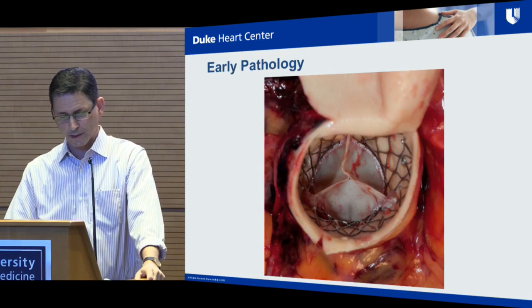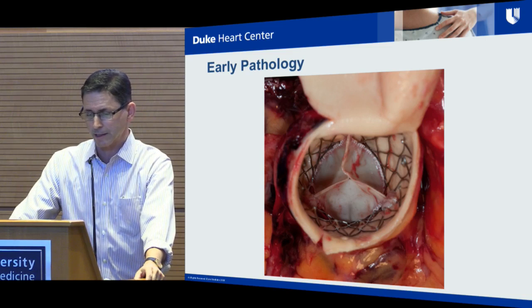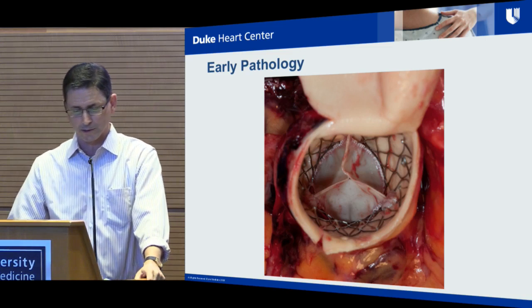So here's a valve in a patient who died relatively shortly from other problems, but you can see nicely placed, sitting well in the aorta, and this is kind of the starting point and the gold standard.